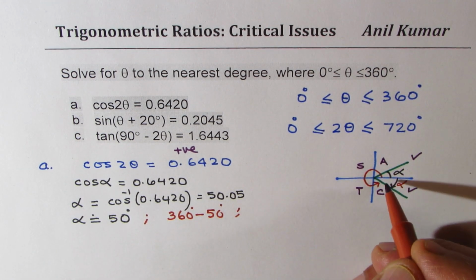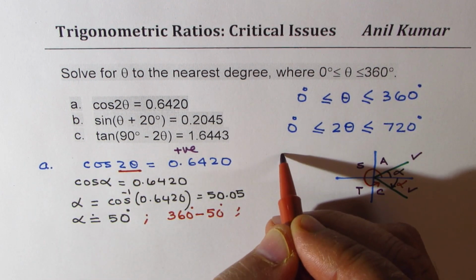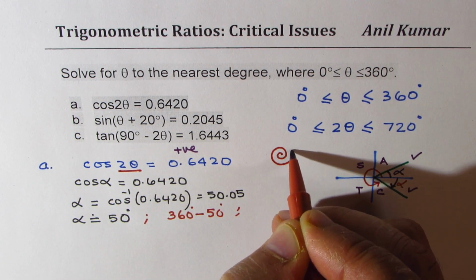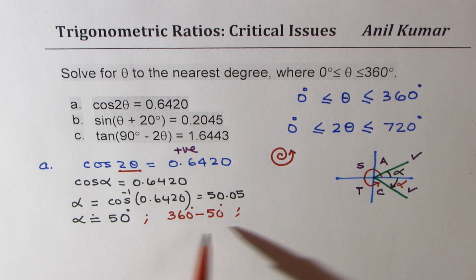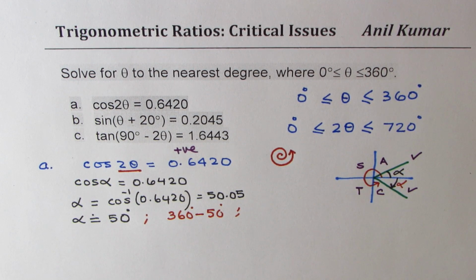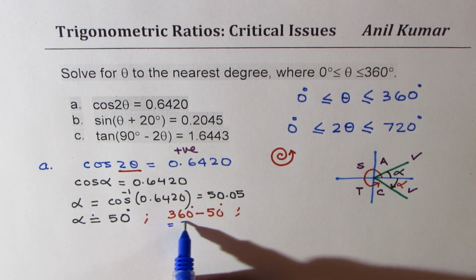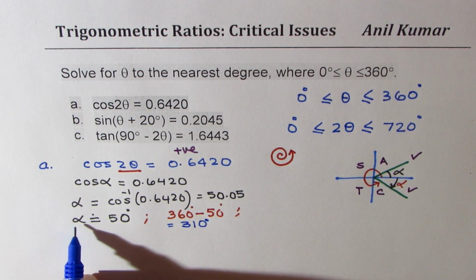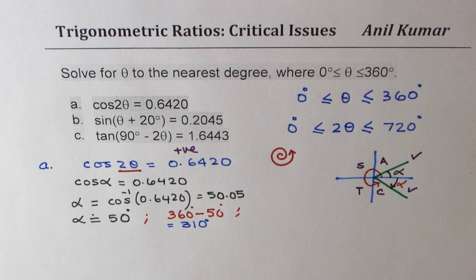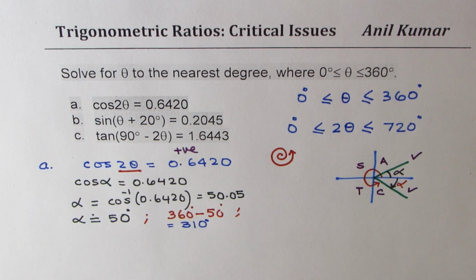Now that gives us a value which is much lesser than 720. That means I can go one more circle. So whenever there is 2 theta, that means we are going 2 rounds. Do you see that part? So we are going 2 circles. So we can add 360 to these angles to get more angles. So 360 minus 50 is 310 degrees. So we get these two possible values for, let's say, angle 2 theta, right? We'll figure out theta later.